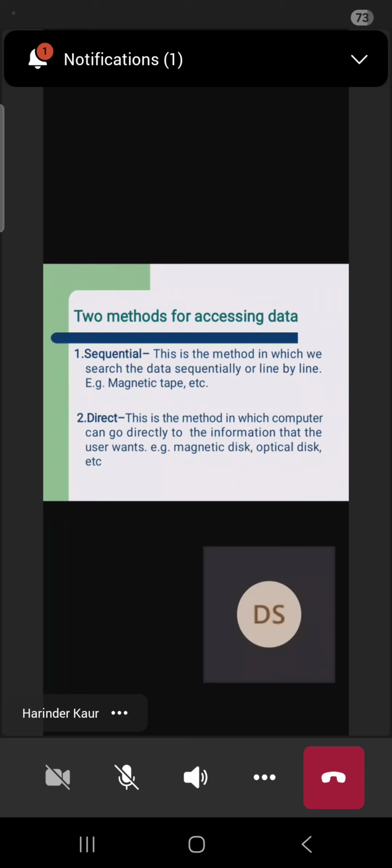So there are two methods for accessing data. First one is sequential, second one is direct. Sequential means line by line, and direct means we can directly go to the information that the user wants.